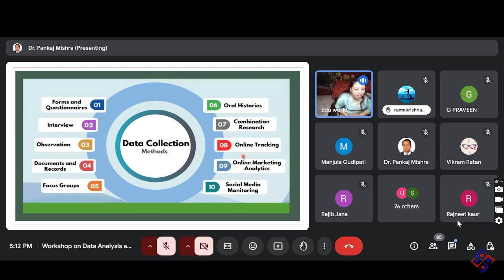Now we are coming to the other forms. We have already seen the questionnaire, and we have already done the interview, observation, and document records. Document records actually come under the secondary sources. Focus group. Now, can you tell me what is this focus group? Does anyone have any idea about the focus group?